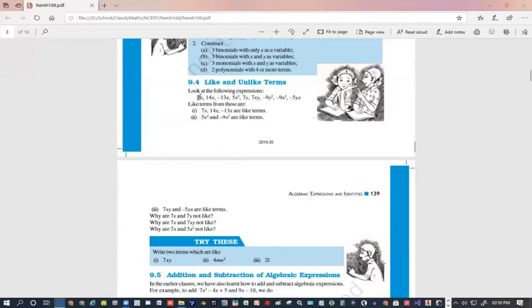Coefficient can be anything, but the variable part will be the same, x. Suppose 7x plus 2x. These are like terms because the variable part is x in both terms. Here you see 7x and 14x. At present we are taking only 2. So x and x here, coefficient is different, so no problem. But x and x is here, so it is like term.